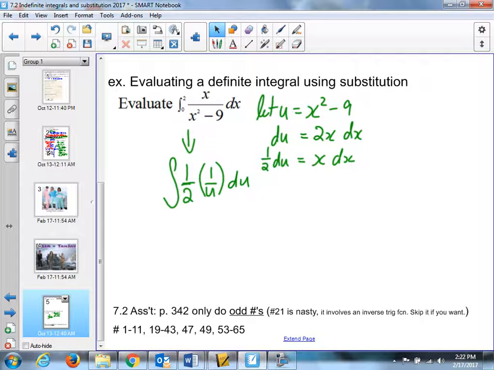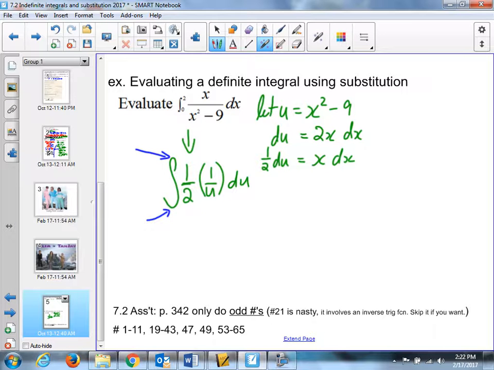Before I go on though, I said 0 and 2. What is it assumed if you had the antiderivative for that function x over x squared minus 9? You would be plugging in for x the value of 0 and for x the value of 2. So that means this is the limit when x equals 0 until x equals 2. We have to change these to u equals. You guys follow me on this?